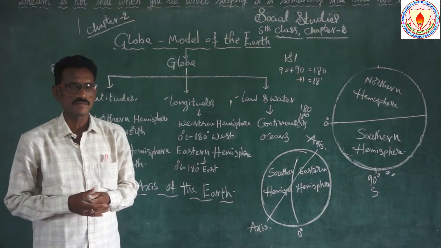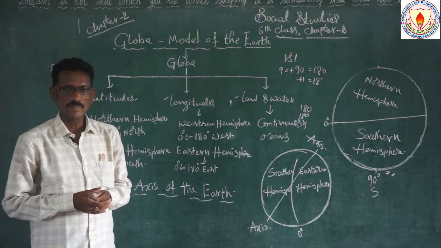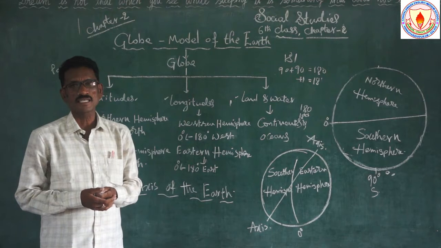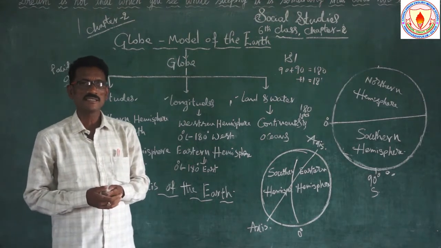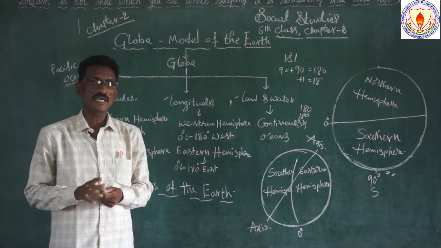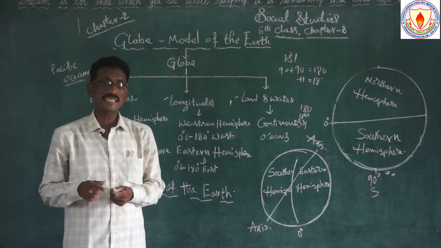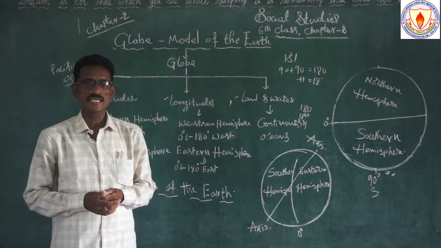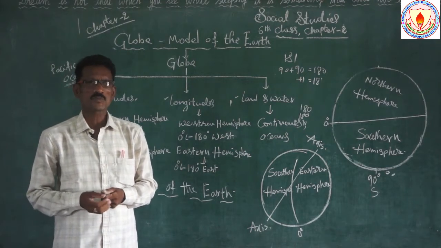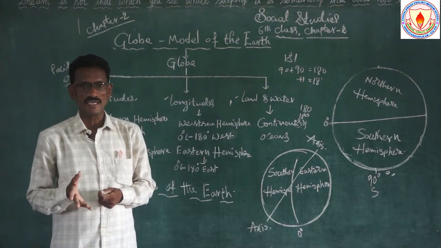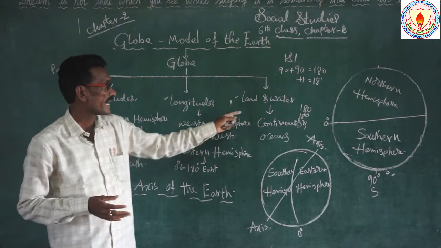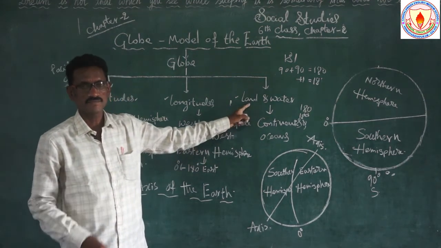There are 7 continents. Asia is the biggest continent, the second is Africa, North America is the third biggest, South America the 4th biggest, and Antarctica the 5th biggest. The second smallest continent is Europe, and the smallest continent is Australia. So these 7 continents are the land masses on the earth.